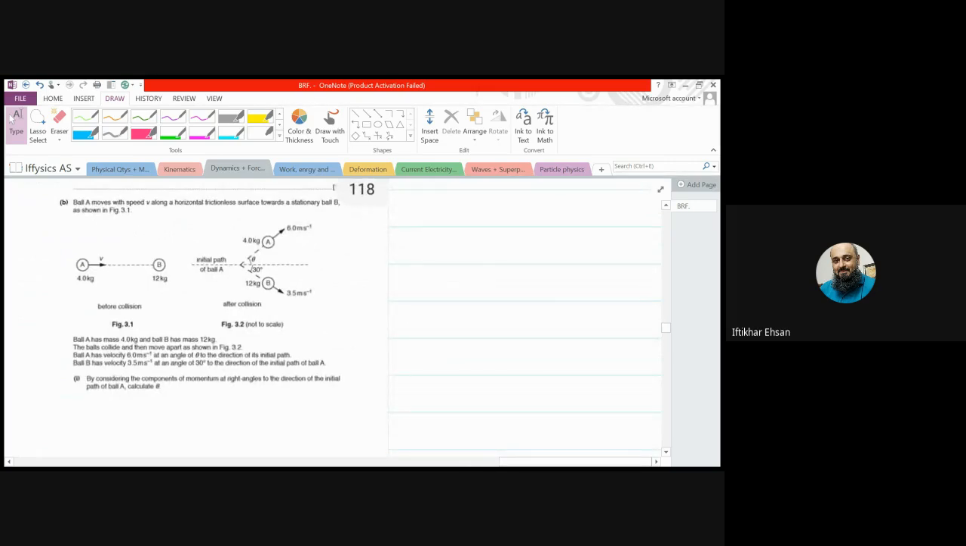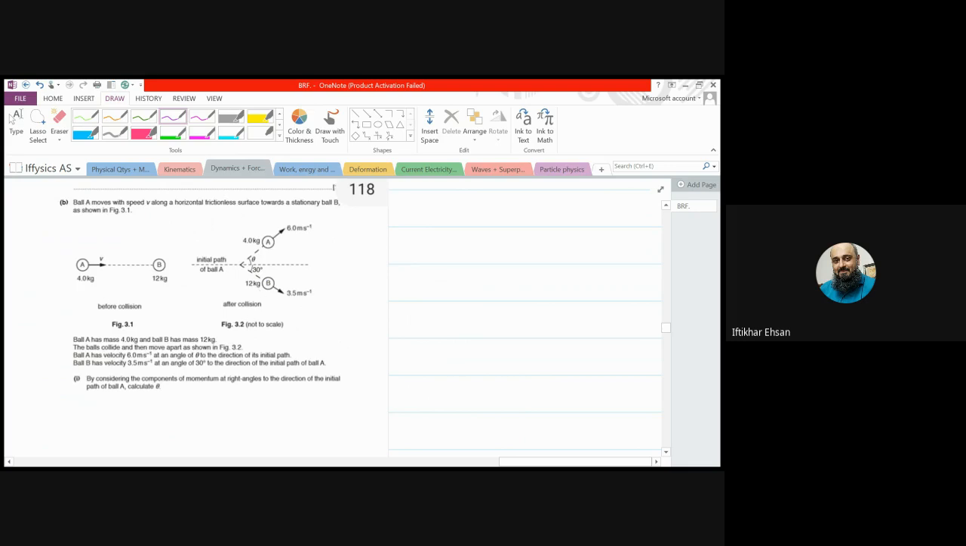Ball A moves. This is a copy of the question we did the derivation for last time. Yes, sir. Ball A moves with speed v along a horizontal frictionless surface towards ball B. Two masses, 4 and 12 kg, are given. After colliding, their speeds are changed to 6, and the 12 kg mass is having a speed of 3.5.